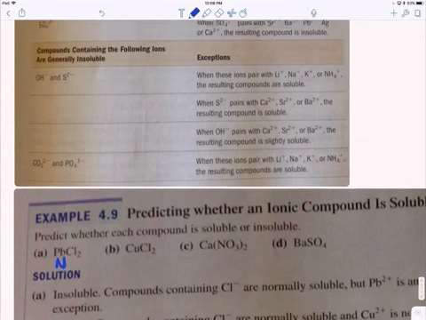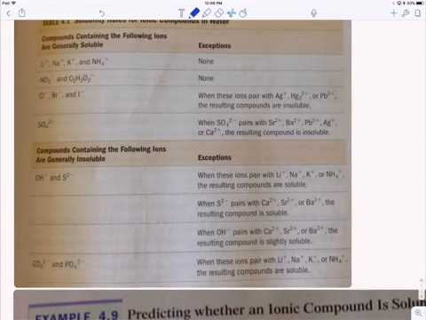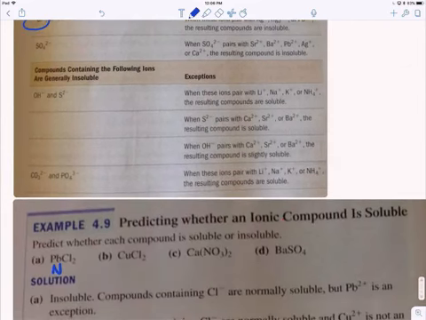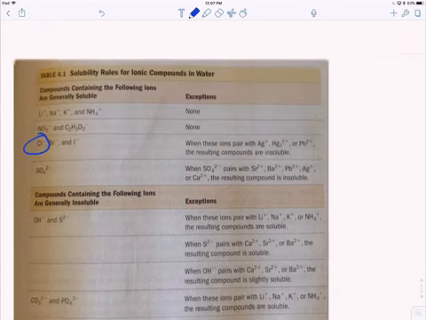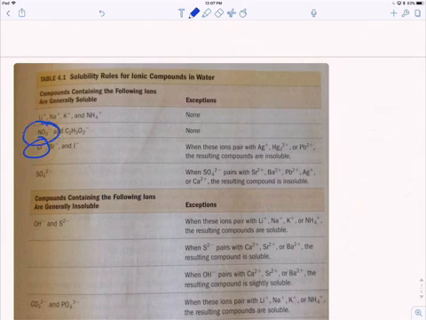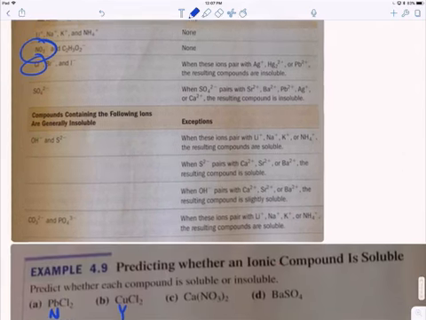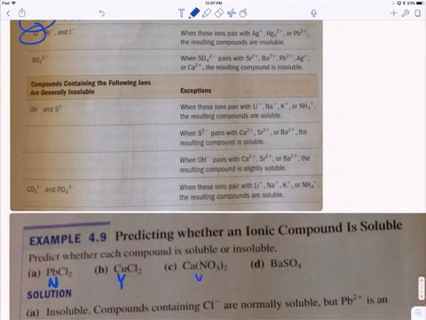So lead chloride is insoluble. Next one, copper chloride. Chloride is a halogen. Chlorides tend to be soluble except for silver, mercury, or lead. Copper is not an exception. Therefore, copper chloride is soluble. Okay, calcium nitrate. So nitrates up here. All nitrates are soluble, no exceptions. So that is in fact soluble.